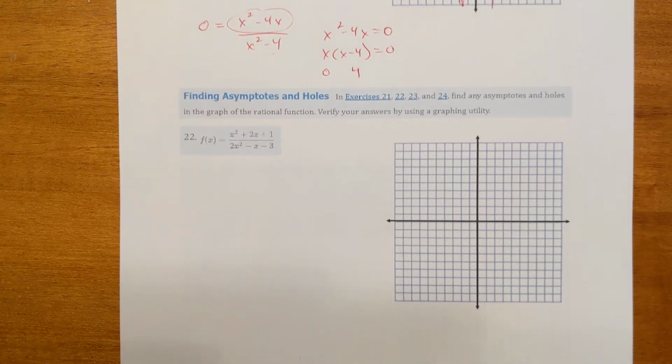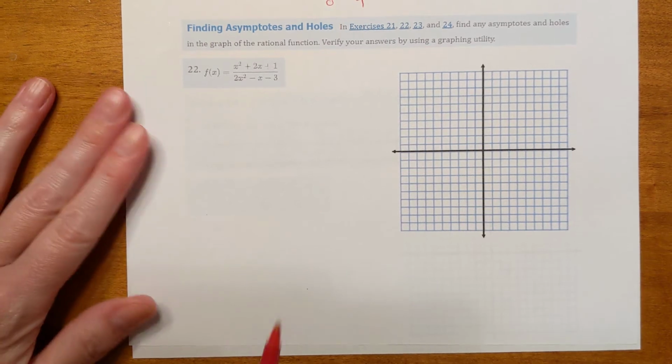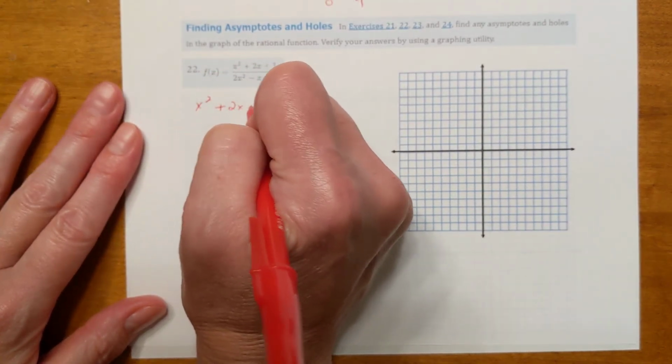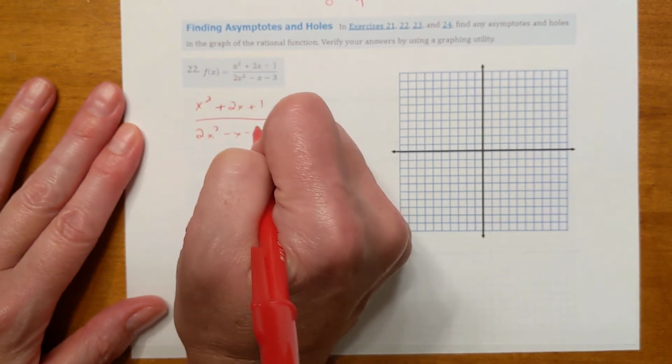All right, on 22, we have the equation x squared plus 2x plus 1 over 2x squared minus x minus 3.